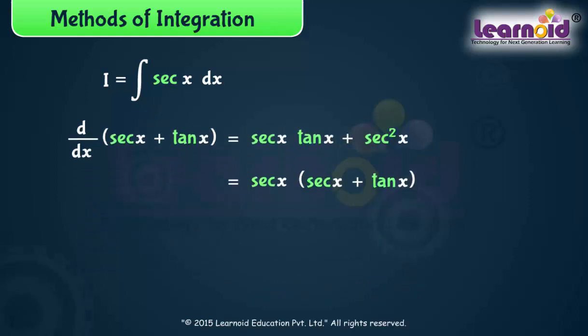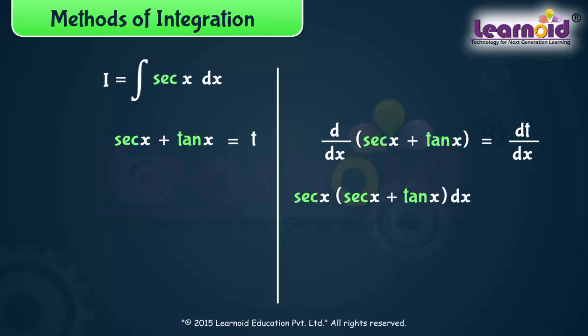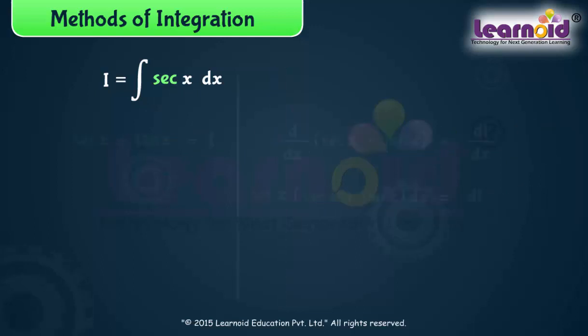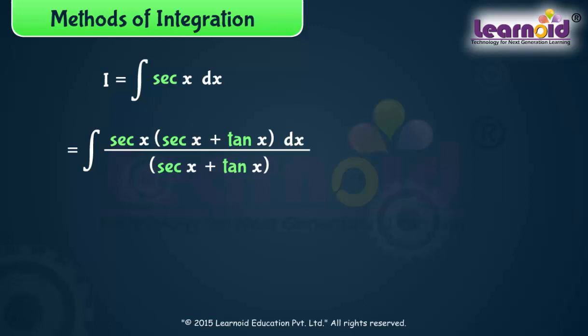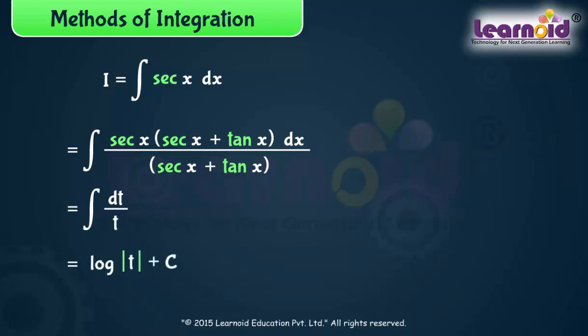Here is a trick. If we assume sec x plus tan x is equal to t, we will get sec x into sec x plus tan x dx is equal to dt. Keeping this in mind, we will multiply and divide sec x by sec x plus tan x. Now, assuming denominator sec x plus tan x is equal to t, we will get numerator as dt. On substitution, the integral gets simplified to integral of dt by t, which is log mod t plus c. So, integral of sec x dx is equal to log of sec x plus tan x plus c.